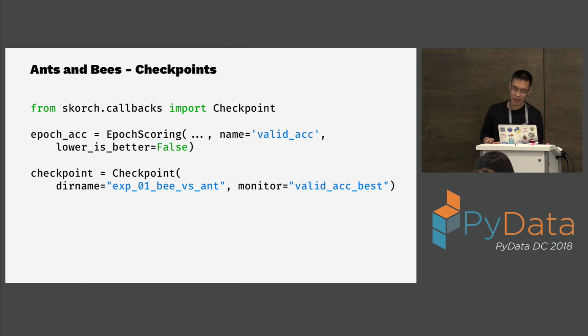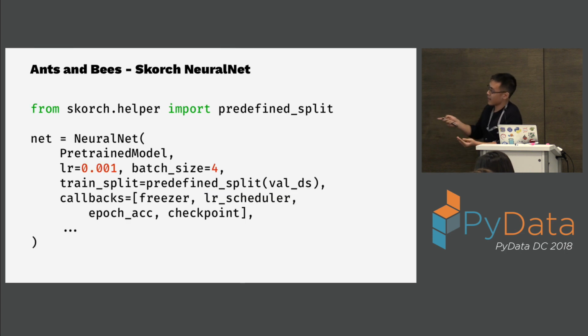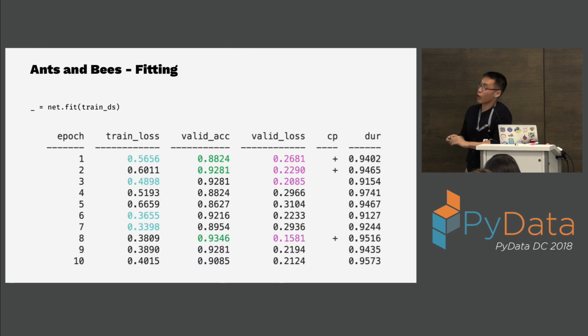Now, with all these callbacks, we just stick them all into a list of the callbacks. And this is different. Since we already have a validation set predefined in our folder structure, we have to use this helper method to tell the neural net to not split the training set by itself, but use our own validation data set in this case. So this does it for you. You could call fit, and it just works.